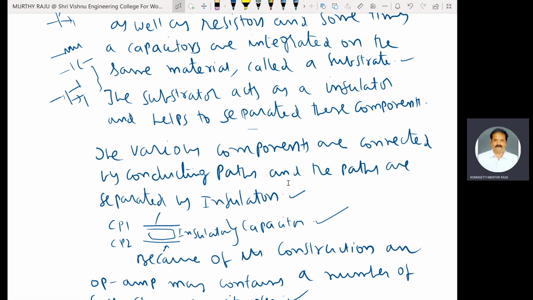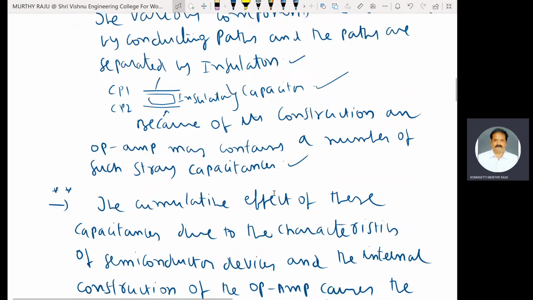The components are separated by an insulator. Sometimes these components are connected using metal paths. These metal paths are separated by an insulator and exhibit some capacitive effects. The various components are connected by conducting paths and the paths are separated by an insulator. This also leads to some capacitive effect, because the construction of an op-amp may contain a number of such stray capacitances.